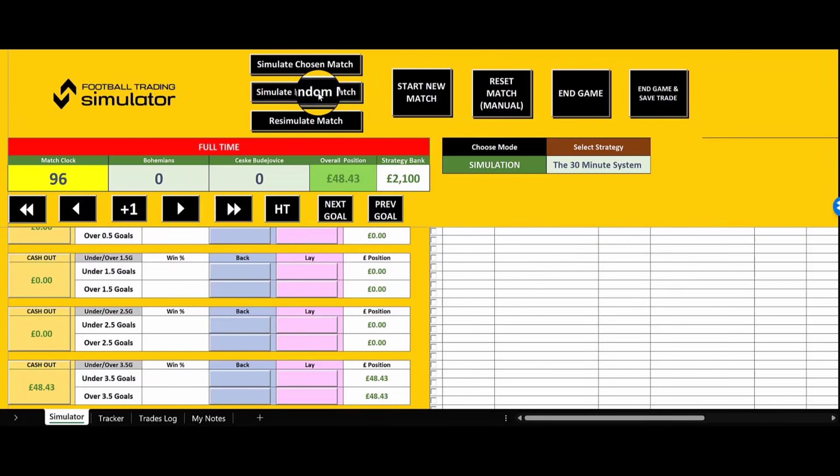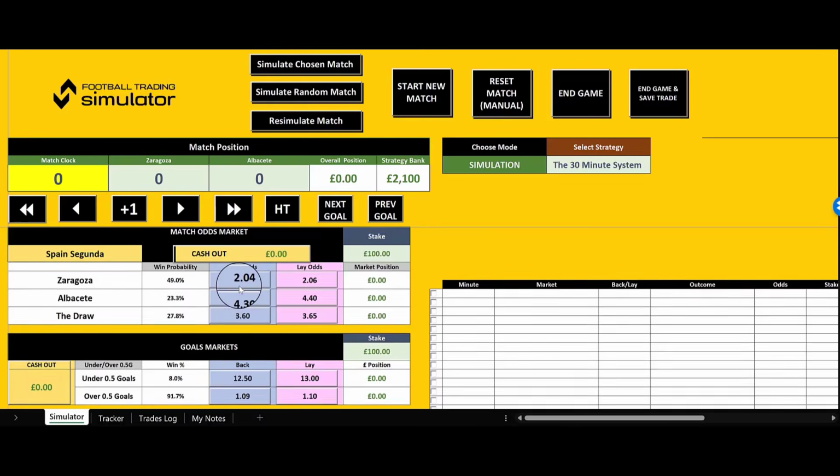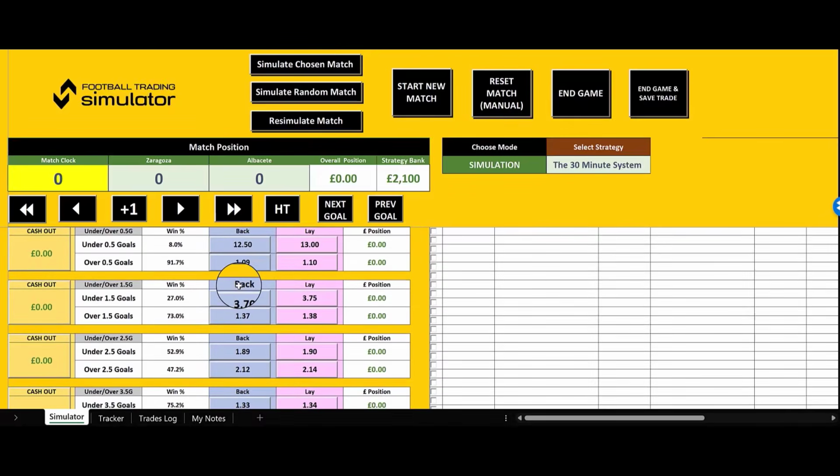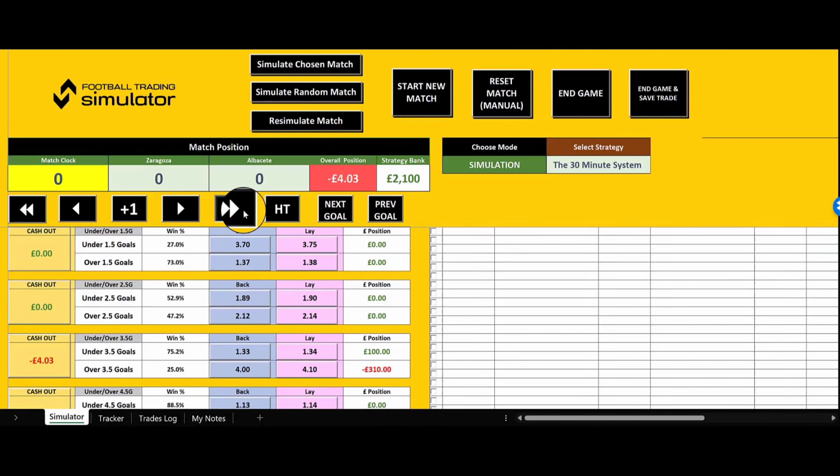Let's press this, simulate match, and let's see what match we bring up. Okay, and this is from Spanish Segunda. Surely this is going to be a guaranteed winner, right? Every time I trade the Spanish Segunda, there's never any goals at all. So let's see what happens. We're laying over 3.5 goals. We're laying it at 4.1.